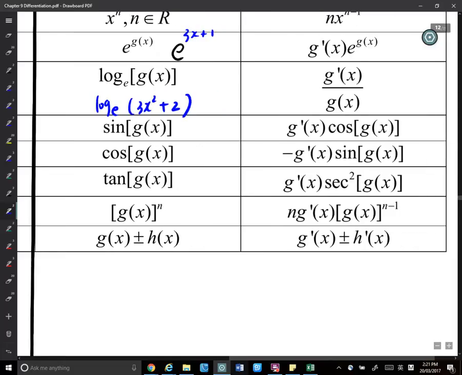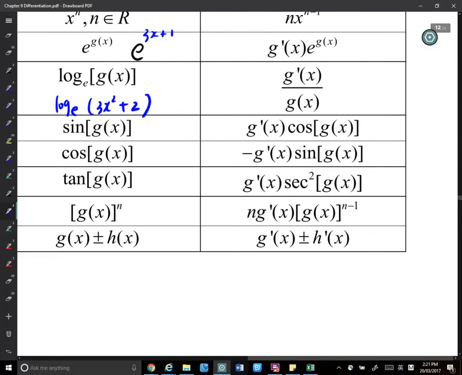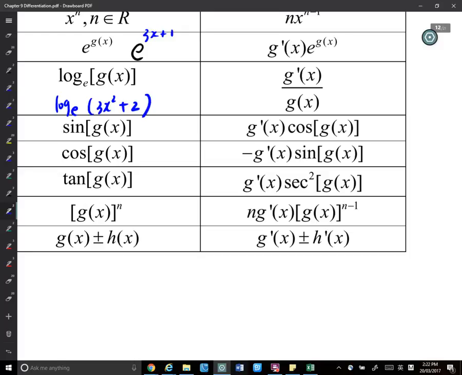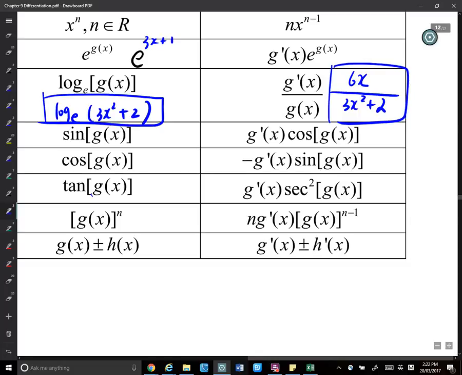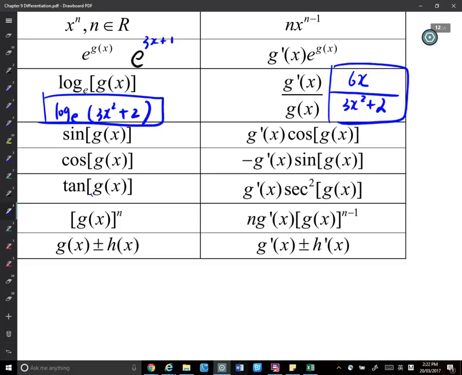How about if I have log e of 3x squared plus 2? What I will do is derive the inside and put that over the original function. For this one, the inside is 3x squared plus 2. I will derive that, so it's 6x, and over whatever you put in log. So that is your derivative. You derive the bracket first and put it over whatever you have put into log. So it's g'(x) over g(x).